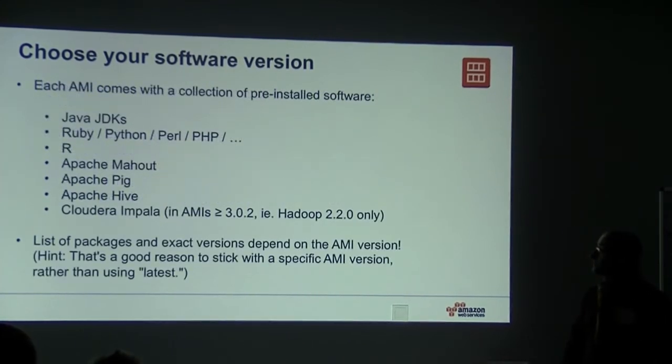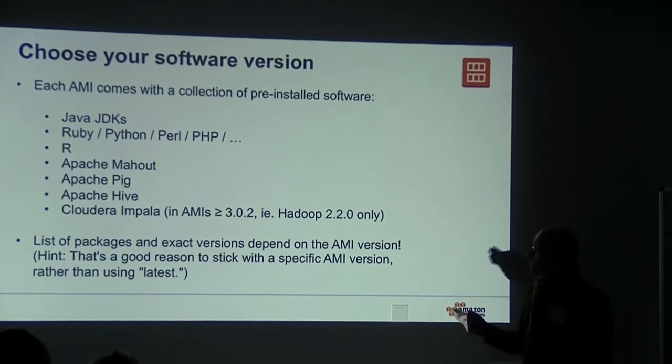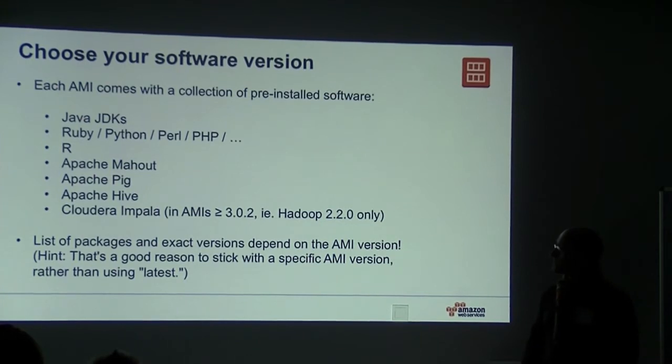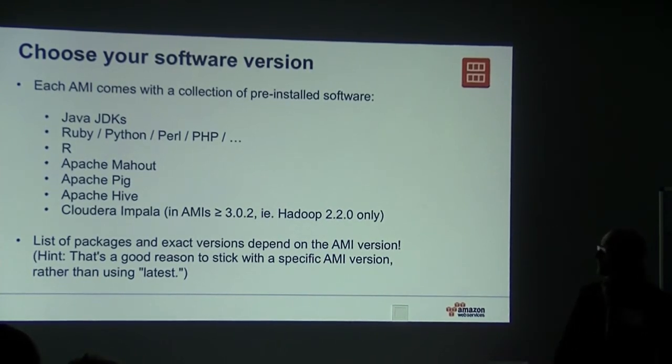Okay, I mentioned pre-installed software that we have. This, of course, depends on the AMI version. What we support is Java JDKs. Most people I've talked to use the Oracle one. Various versions of Ruby, Python, Perl, PHP. A lot of people use R these days.